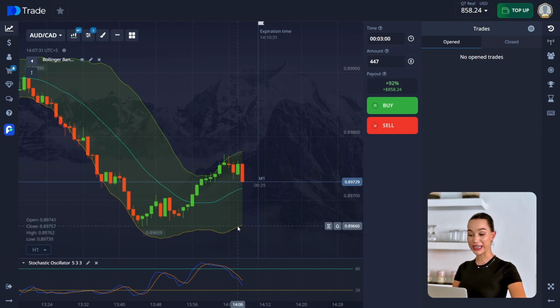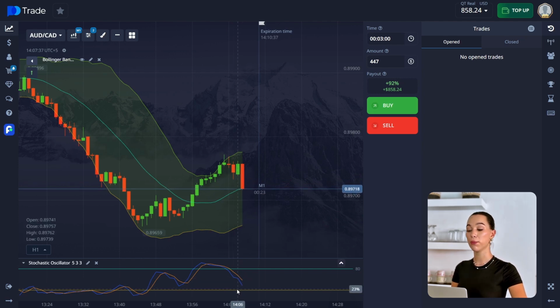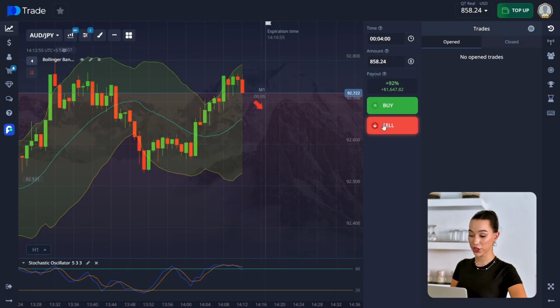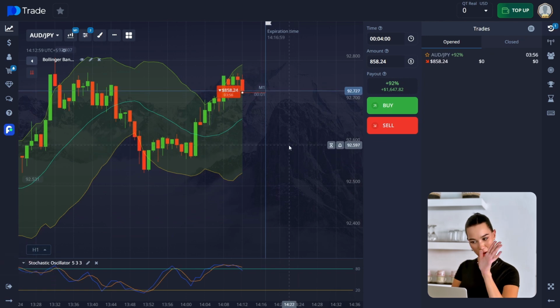And as you can see, the payout here is plus 92%, so we almost doubled our amount of money that we put for one trade. So it's really good. And now we can trade with more money per trade. Here it's pretty good. We changed the time to 4 minutes, and we open here a sell trade for all of the money that we have.